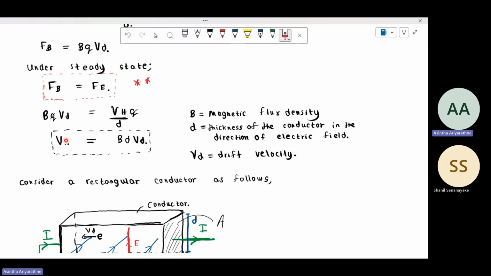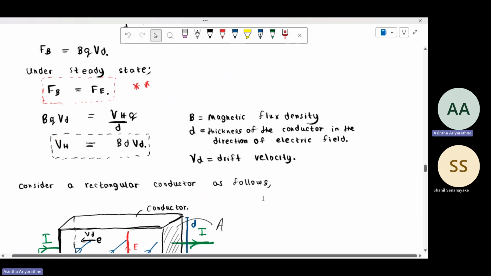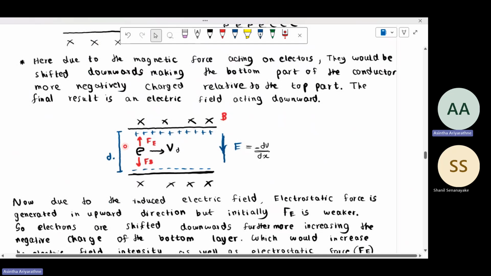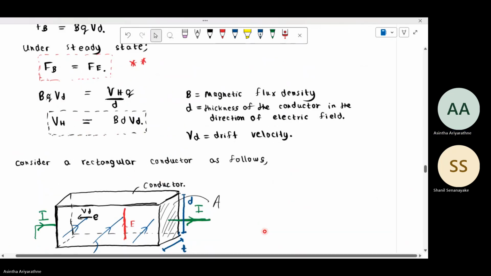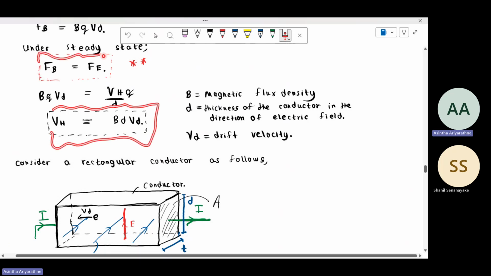Then from that we found that the Hall voltage is equal to vBd, where d is the thickness of the conductor in the direction of the electric field. You can easily derive this equation. What you have to remember is that FE equals FB when the Hall voltage is reached, or under steady state.